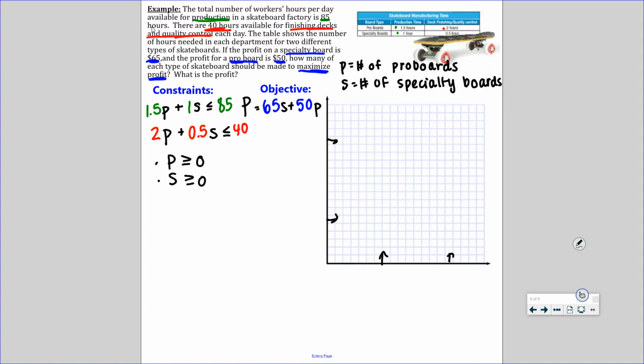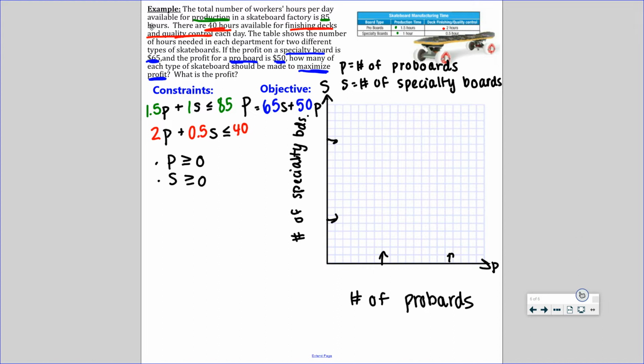So here it doesn't matter. Specialty boards and pro boards are not dependent on one another. It doesn't matter which one you call your x-axis and which one you call your y-axis. I just did my number of pro boards down here. Okay? And then leave some room because we're going to have to decide what we're going to count by in a second. Number of specialty boards here. Just going to abbreviate that. So S up there. Number of specialty boards up there, number of pro boards down here.